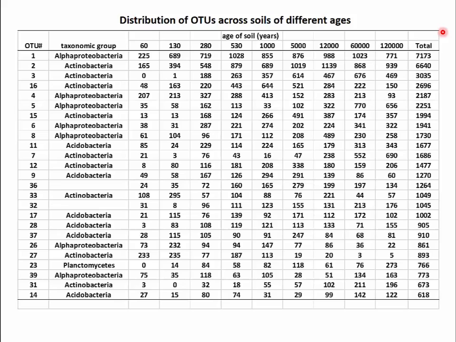Now, most of these you couldn't actually identify, so here we just have a taxonomic group, but a lot of them are actinobacteria and alpha proteobacteria, which are common soil organisms. Here's some planctomycetes. There's some that we weren't able to identify, and presumably are some other phylum that's common to soil. So this is nice, but what really is an OTU?